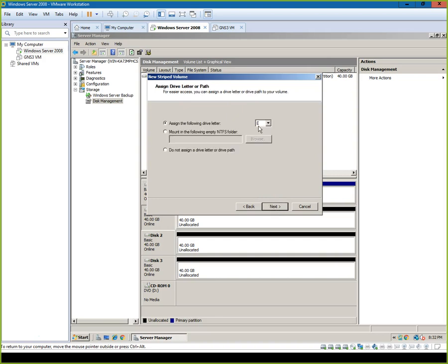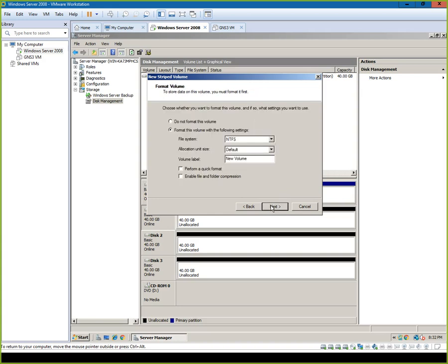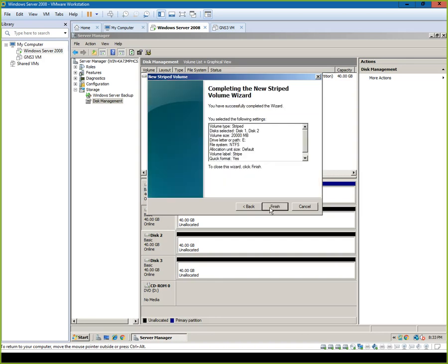Next, assign a drive letter. It'll be E. And then it's going to be an NTFS partition, allocation unit, the volume label. Let's call this a stripe, just so that we can see what's going on here. STRIPE, right? We'll perform a quick format. We're not going to do compression.